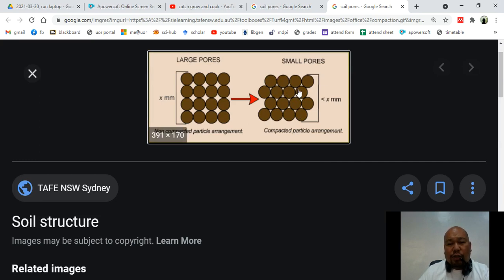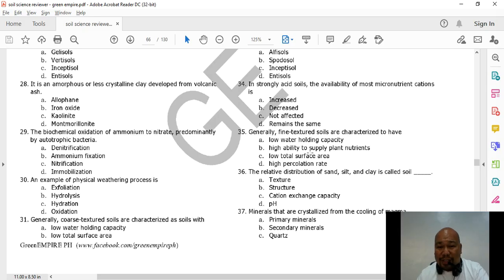Now, almost all the phenomena in soils are surface in nature. I don't know if you still remember cation exchange. The smaller the particles, the larger the surface area, so the more cations it can exchange. Therefore, it is generally more fertile. Not all the time though. It depends. So it has a higher ability to supply plant nutrients.